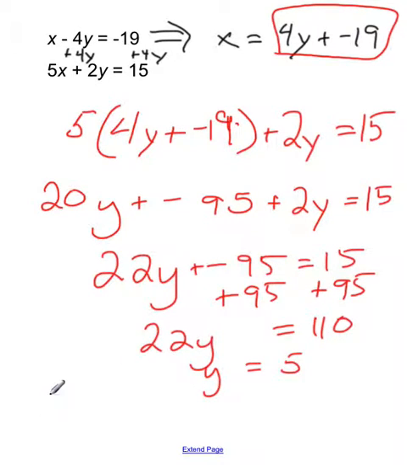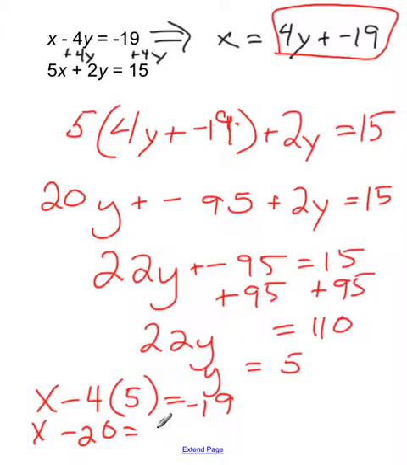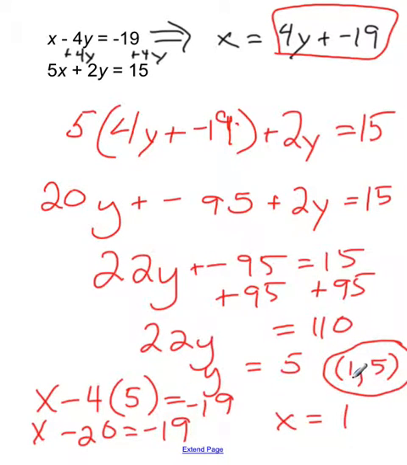I have to plug it back in. x minus 4 times 5 equals negative 19, which is a form of substitution also. x minus 20 equals negative 19. If I add 20 to both sides, I get x equals 1. So my final answer here is 1, 5. Don't forget that if you want to do a check step, you can plug in 1 for x and 5 for y, and make sure that it works in both equations, which in this case it does.